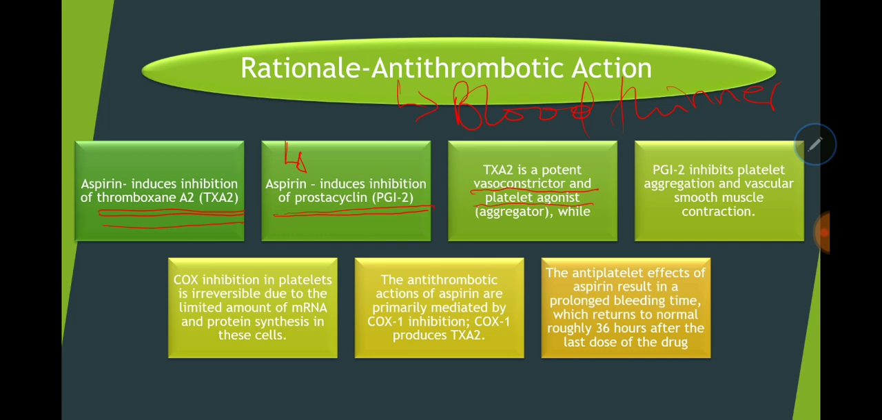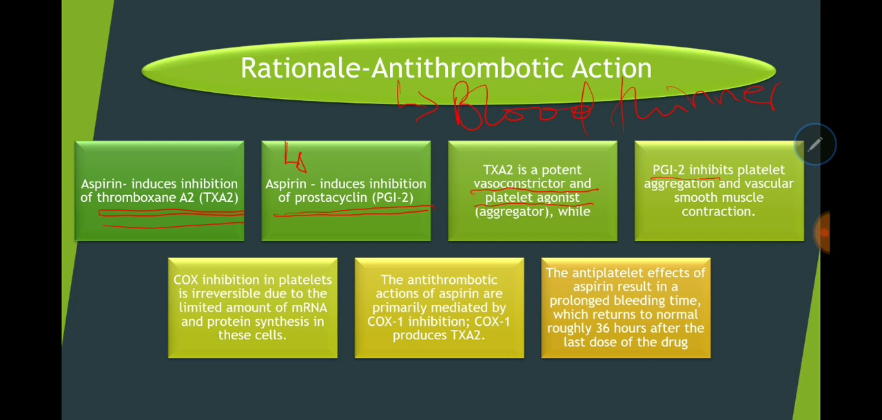So prostacyclin usually inhibits platelet aggregation and vascular smooth muscle contraction. So thromboxane and prostaglandin I have opposing effects on hemostasis.